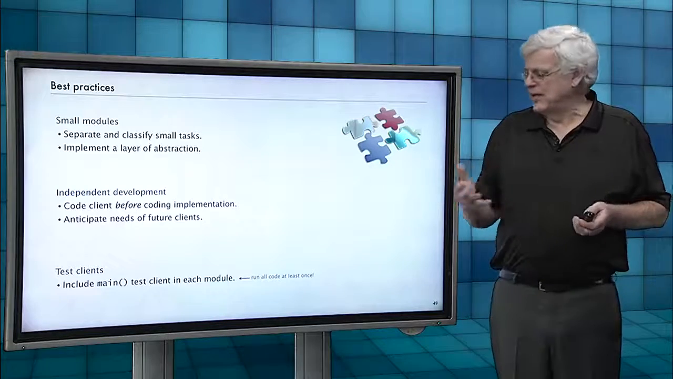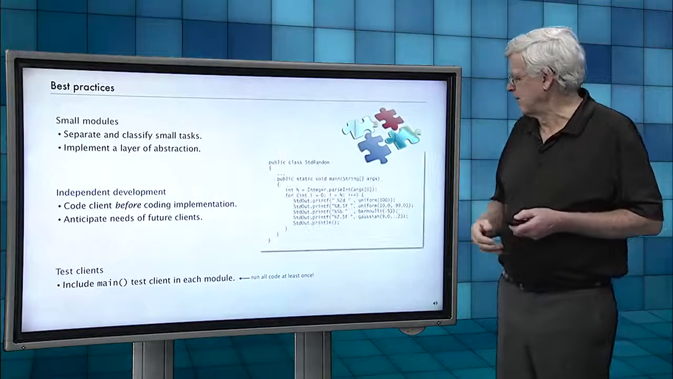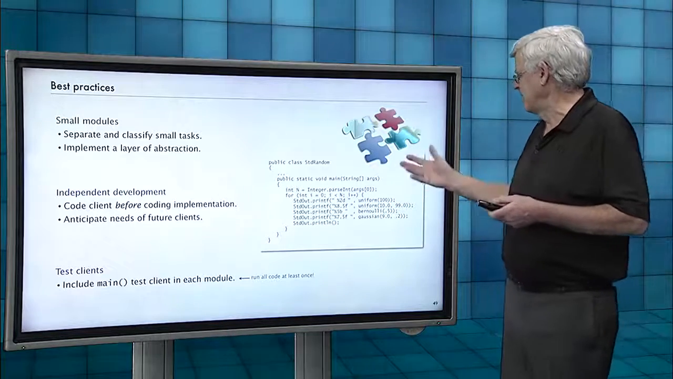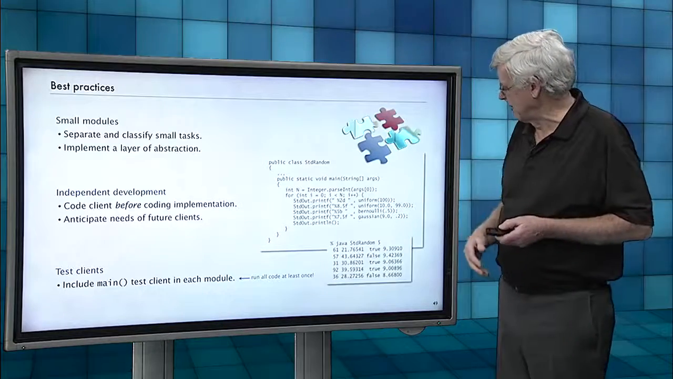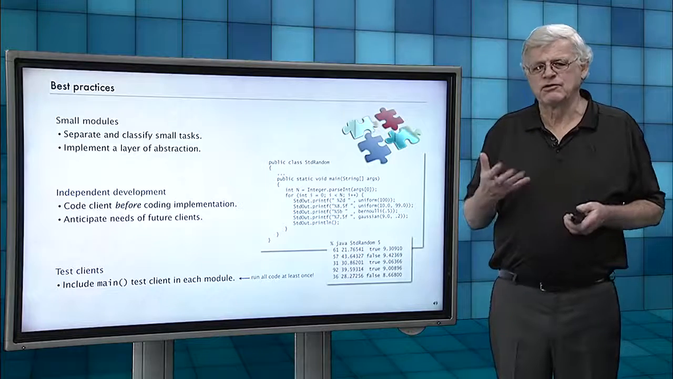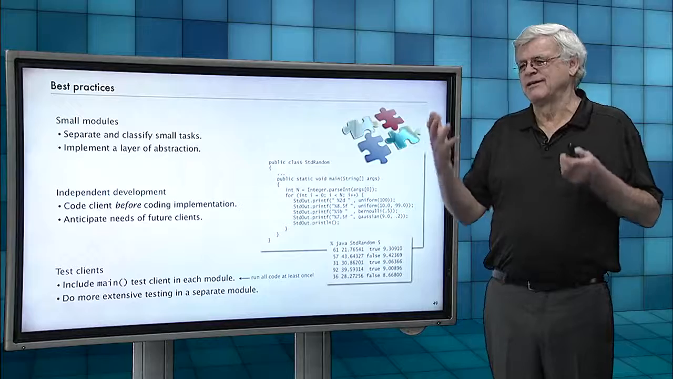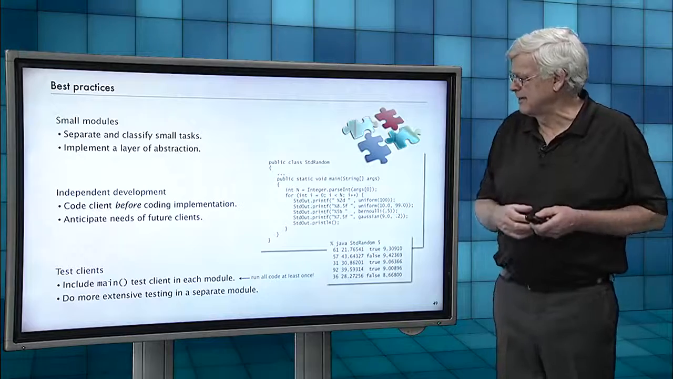And the other thing is you should always have, in every module, a main test client that at least runs all the code once. So for standard random, we have a client that takes n from the command line and just generates random numbers of the right type, calling all the routines, all the functions in the module. And you can get a quick look at whether it's doing the right thing. And you want to do more extensive testing as the module comes into heavy use in some separate module. Is it really producing random values or not? We'll give an example of such a module in a minute.